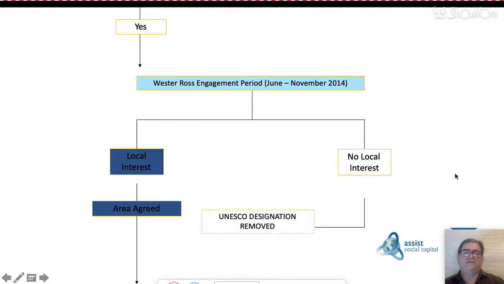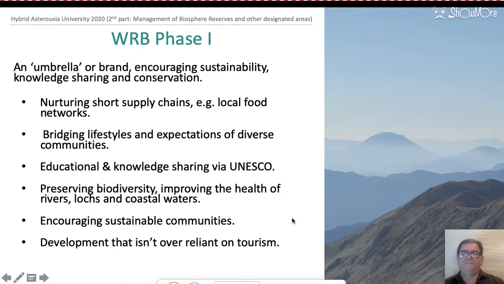We first carried out 6 months of investigation, talking to people to find out what they wanted. If there had been no ideas, then there would not have been sufficient interest and the designation would have been removed. Instead, what we found is that there were several ideas about projects from the people, about nurturing short supply chains, in other words, local food to bring down carbon footprint.